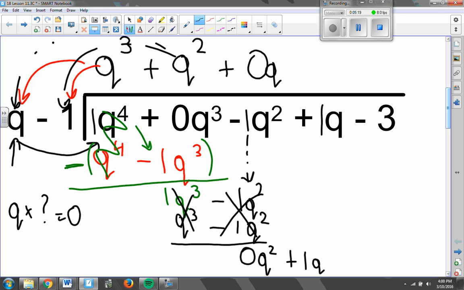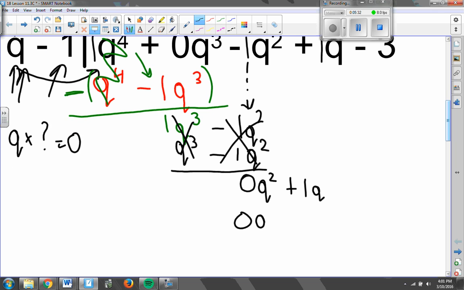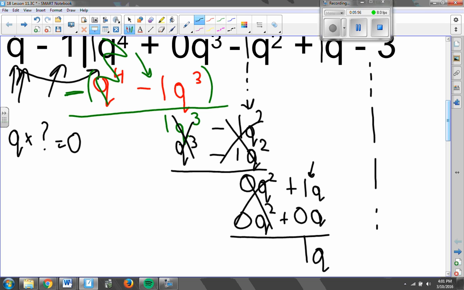Okay, and then I will distribute that again over to the q and to the -1, but multiplying by 0 gives me zeros for both. So this is 0 q squared and 0 q. Now I need to subtract these two. 0 q squared minus 0 q squared, those have been nothing the whole time, so they're not even there. Now I have 1 q here, minus 0 q is still 1 q, and I'm going to bring down my -3.